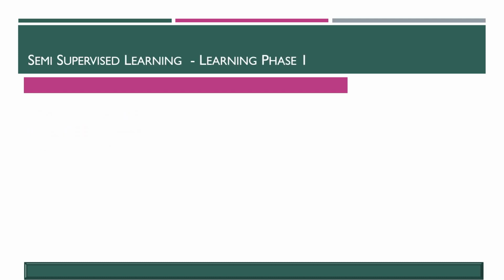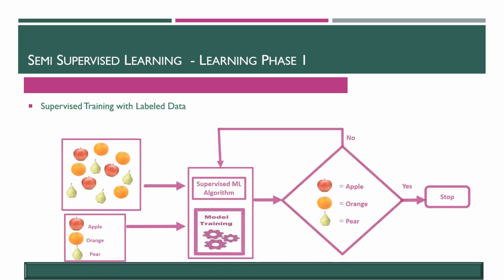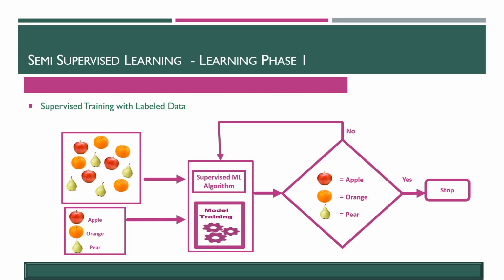In phase 1, learning happens with the small set of labeled data. Data and labels are given as input to a supervised machine learning algorithm. The algorithm keeps on learning from the input till its output is equal to the label. That is, each data point in the input is associated to the specific class. It is the same as the learning phase of the supervised machine learning algorithm.